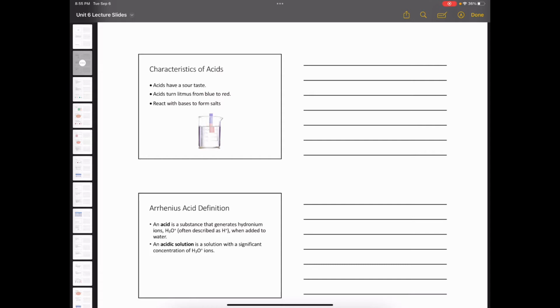The second property that we know for acids is the fact that acid will turn the litmus paper color from blue to red. So if you have a litmus paper and you submerge that into a solution that has acid, you will see the color will change from blue to red. And that's probably one of the early tests when it comes to determining pH of solutions using the litmus paper.